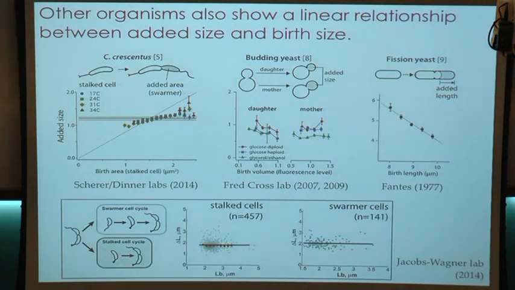Actually, I have one slide that I'll come back to. This is data from Christine Jacobs-Wagner's lab at Yale. And look at this. This is Caulobacter, and this is Caulobacter. And this time, they say even Caulobacter crescentus follows the perfect adder, slope 0.